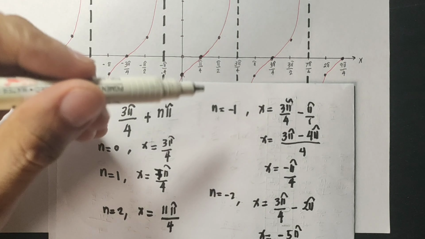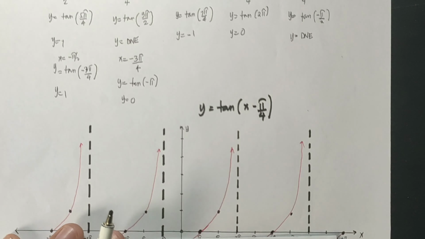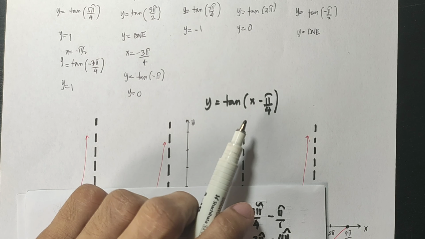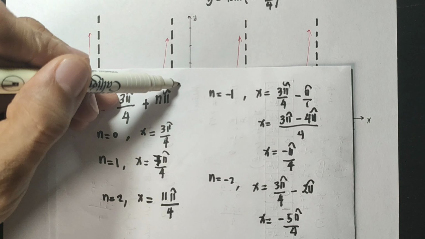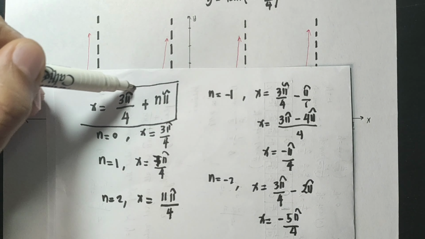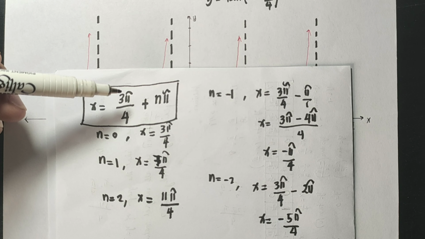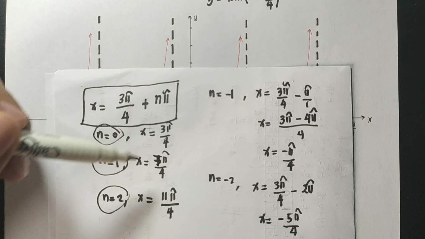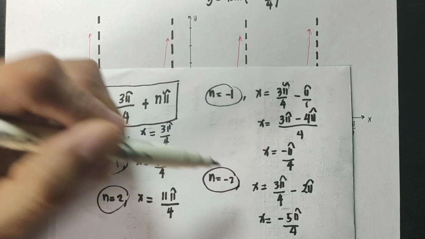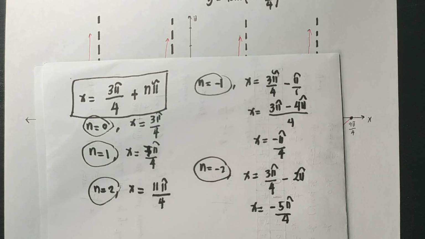Therefore, the function y equals tangent of x minus pi over 4 has asymptotes at x equals 3 pi over 4 plus n pi for all integral values of n, where n is an integer. Okay, so that's all for today. I hope you enjoyed learning about sketching the graph of this function.